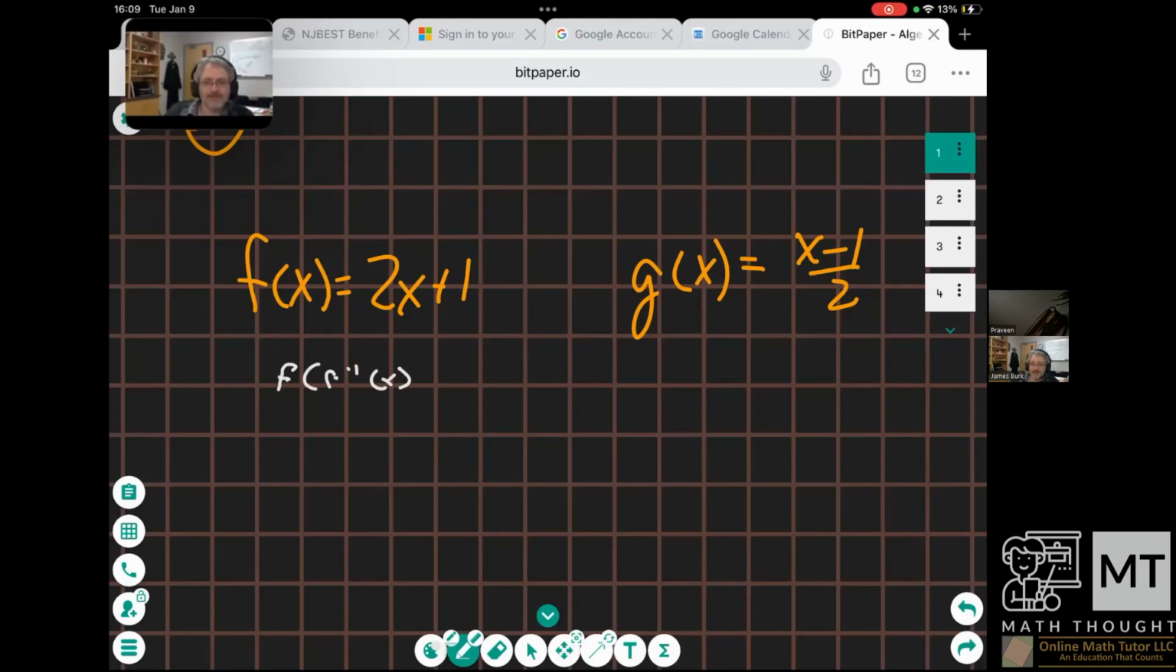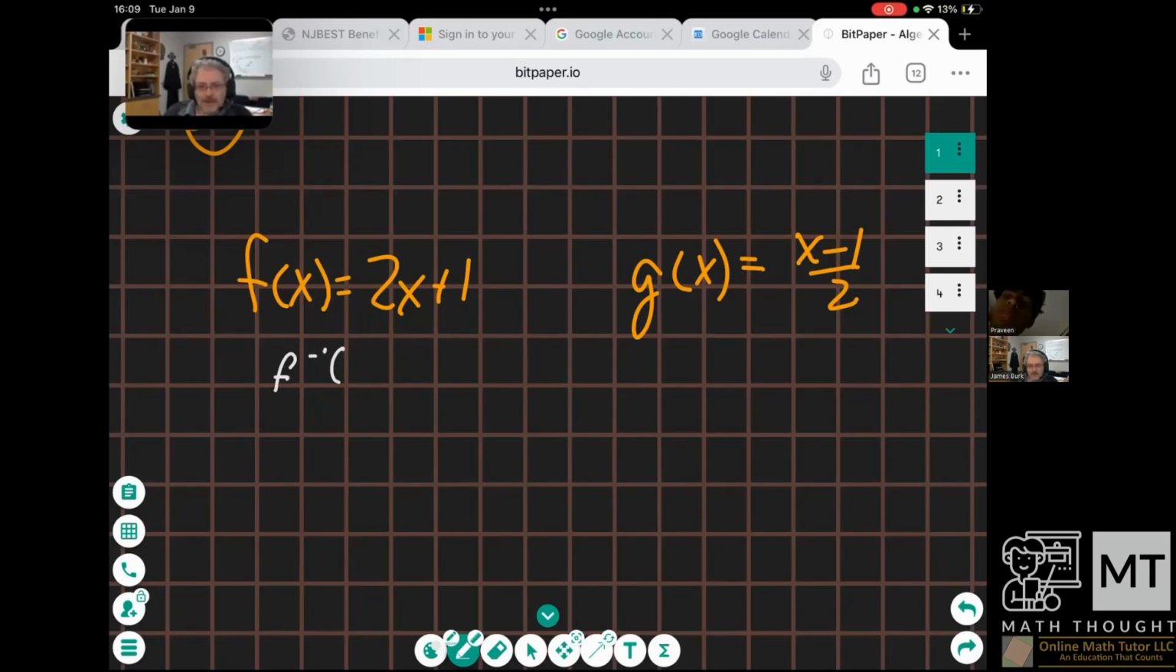X. That's exactly right. Now, I'll be honest with you, I don't know why. What's the logic behind that? Sure. Now, first off, can you do the function composition here?